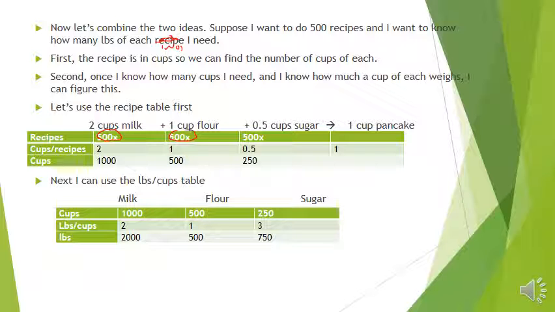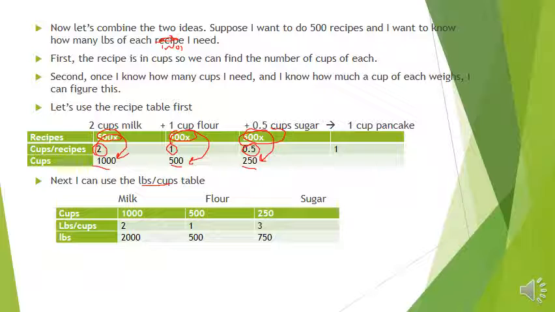So 500 recipes. Let's put the 500 in each slot here. Every time you do a recipe, you need to do that 500 times, so you need 1,000 cups of milk. For flour, each time you do one, you need 1 cup, so 500 times is 500 cups of flour. And then for sugar, it's half a cup per recipe. Do that 500 times, so you need 250 cups. So these are the amounts of cups.